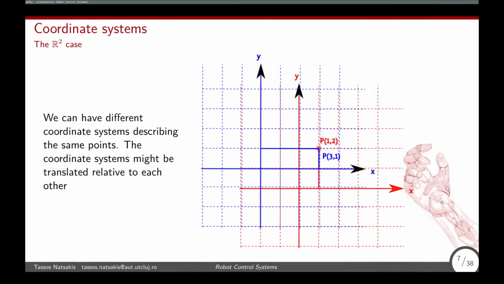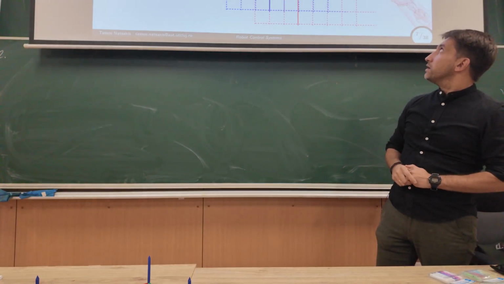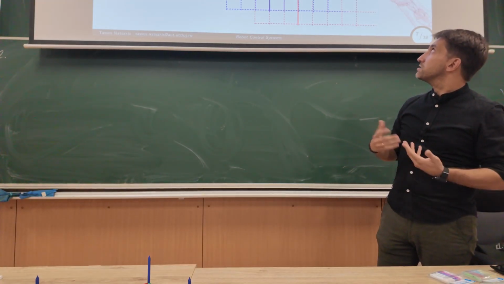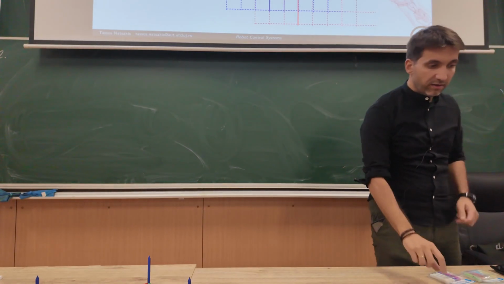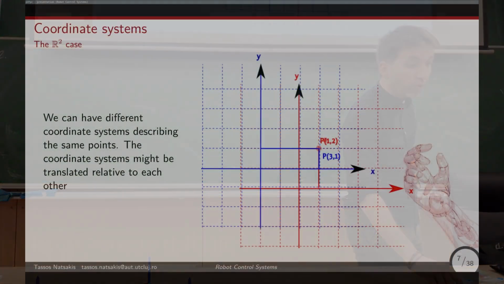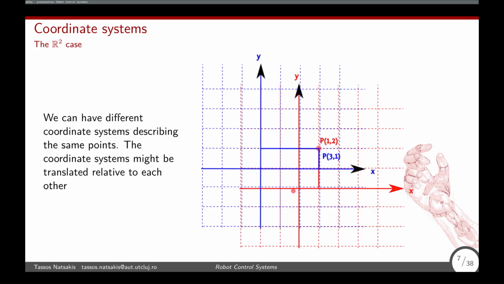As I said, nothing stops us from having more coordinate systems describing the same space. So here we have 2 examples. We have the red frame and the blue frame. And basically the same point has different coordinates in different frames. We have the red P, which is the coordinates of point P in the red frame or red system, and we have the blue coordinates, which is the coordinates in the blue system. Same point but different coordinates because we describe it in different frames.